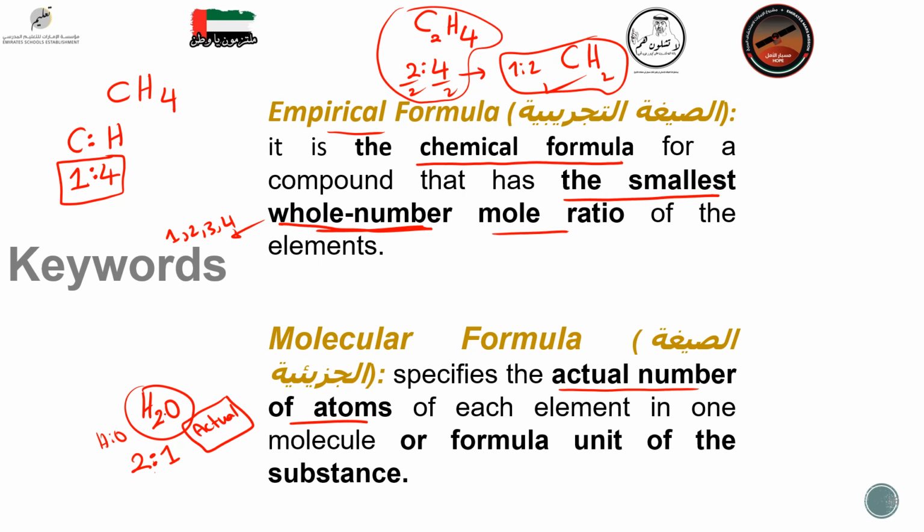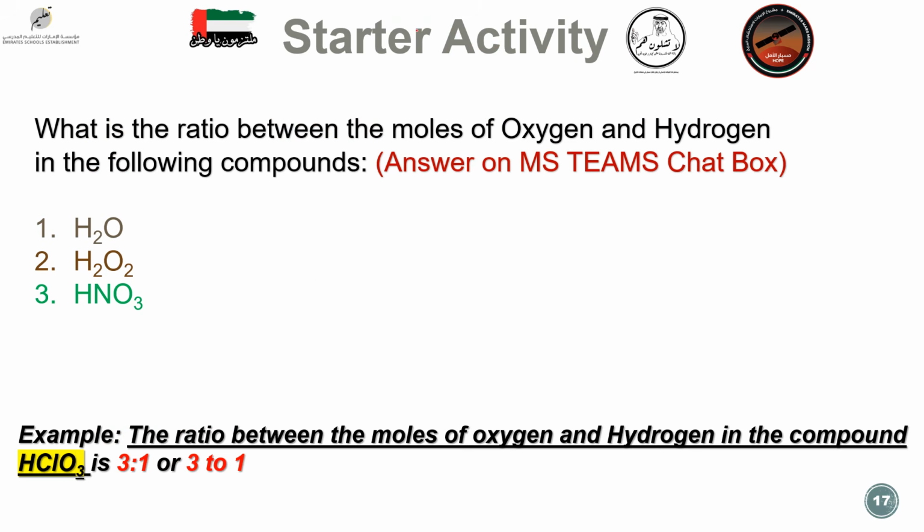Because in nature water is H2O. It's also the empirical formula. Okay? So the molecular formula can be the empirical formula and sometimes it's not. But it's the actual number of atoms, meaning the real number of atoms present in nature, how the compound exists in nature. So now we can go through this example quickly.